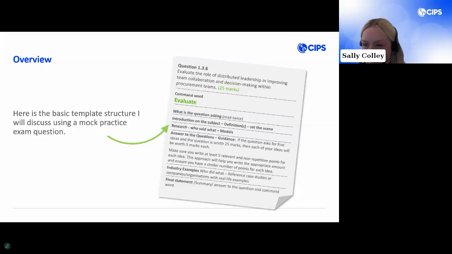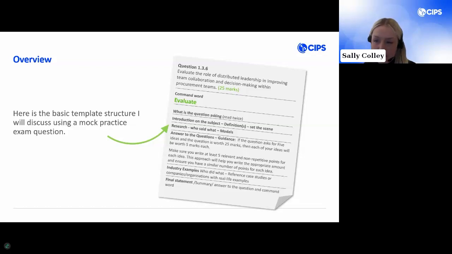Welcome everybody to today. My goal today is to help you break down a 25-mark question, structure your answer effectively and confidently approach it. So we'll build on the revised level 5 syllabus overview that we've just watched by applying that knowledge to a real mock exam question.